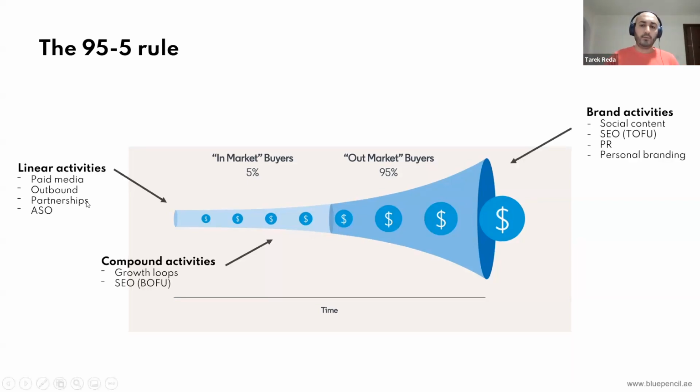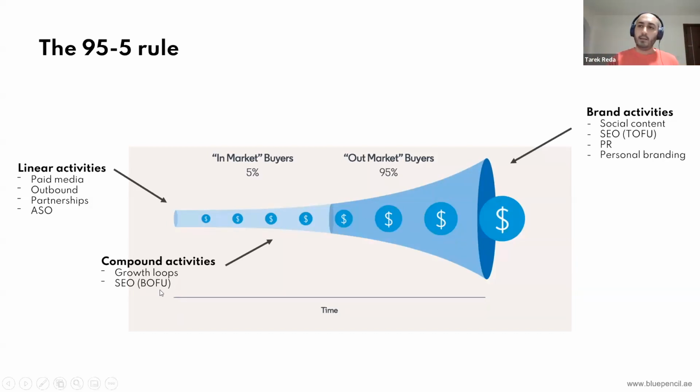Okay. So let's look at examples of some of these activities and what they would look like. You have your linear activities, things like paid media, outbound, partnerships, maybe something like ASO, or app store optimization. These kinds of activities can serve in-market buyers. Now, this doesn't mean these activities cannot serve out-market buyers or cannot have, for example, brand impact. Of course they can. But what I'm saying is that they are more suited to in-market buyers. So if you're looking at reaching the 5% of in-market buyers, these are the kinds of activities you could be looking at. Again, something like SEO can also serve the bottom of the funnel. Someone who is in market might also be exposed to your, let's say, SEO article page and end up going there. But this is just to give you an idea that activities can serve different parts of the spectrum.